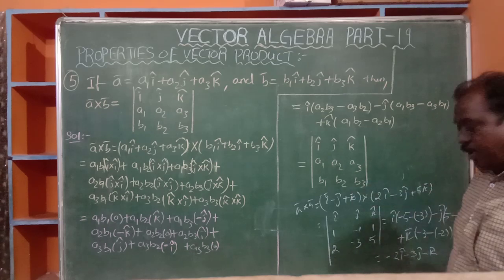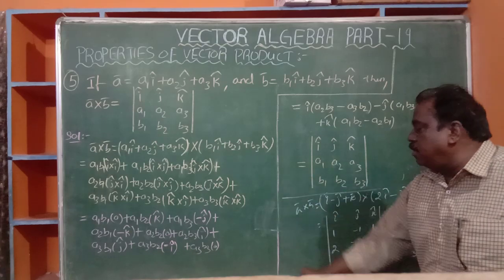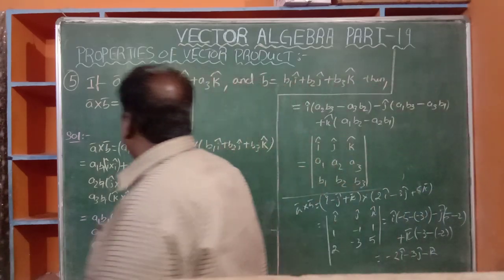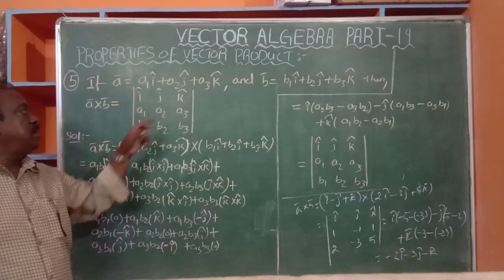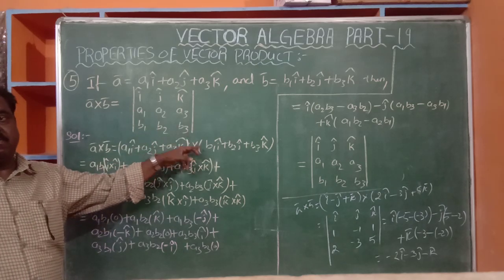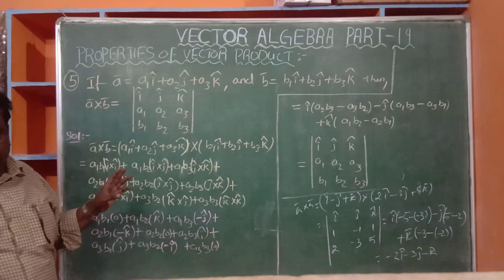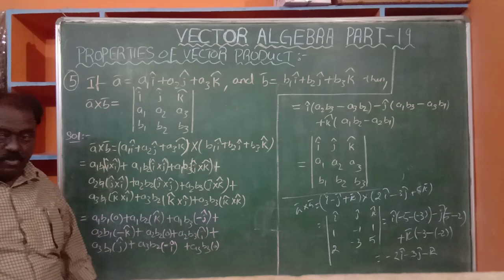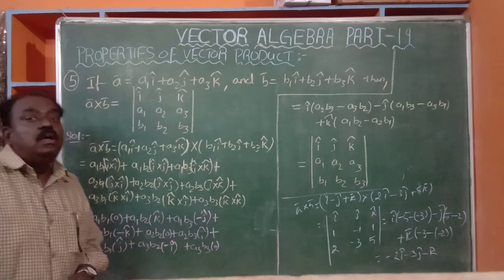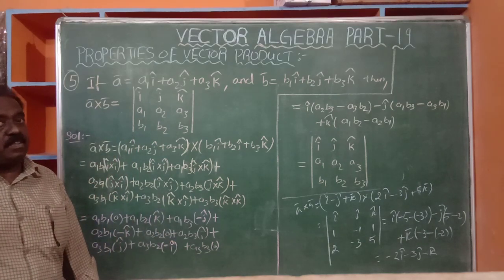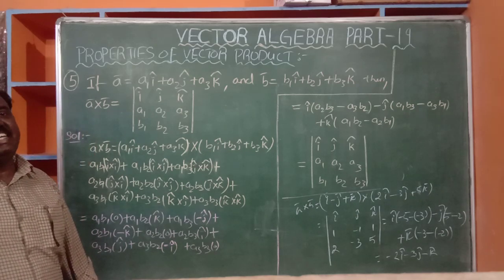But for this fifth property, you have to learn the proof also. Now I am going to explain the proof. Observe. I am taking A bar cross B bar. What is A bar given? A1i plus A2j plus A3k, cross B1i plus B2j plus B3k. Now, the distributive law is followed. You know it. What is the distributive law? A bar cross of B bar plus C bar: distributive means with respect to addition.